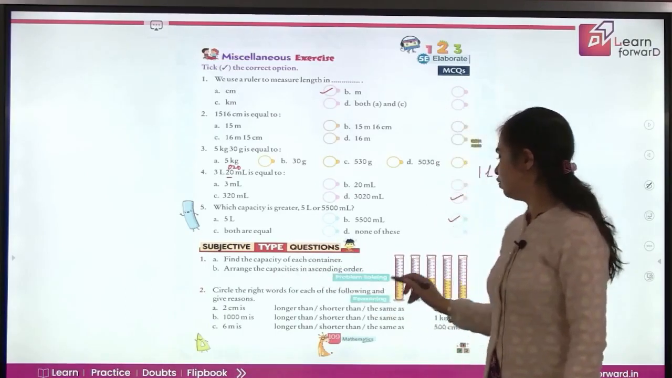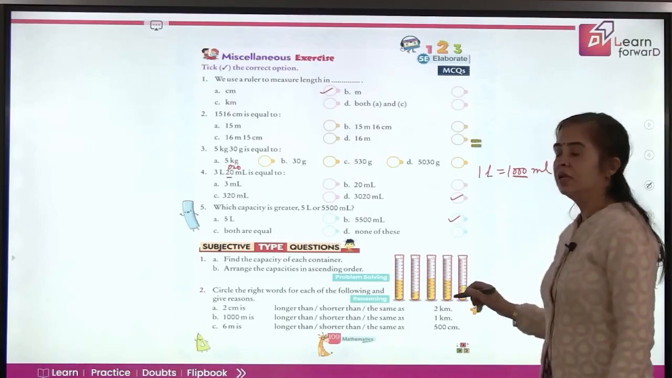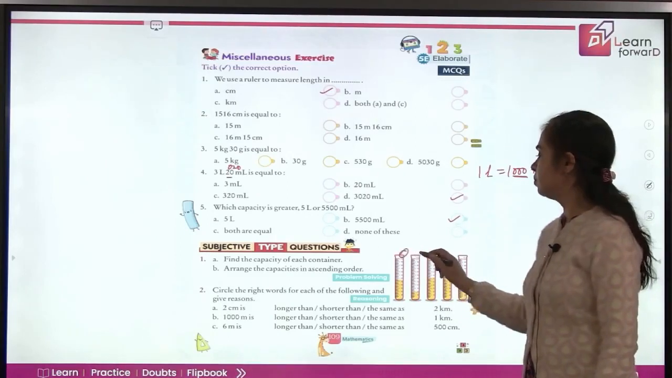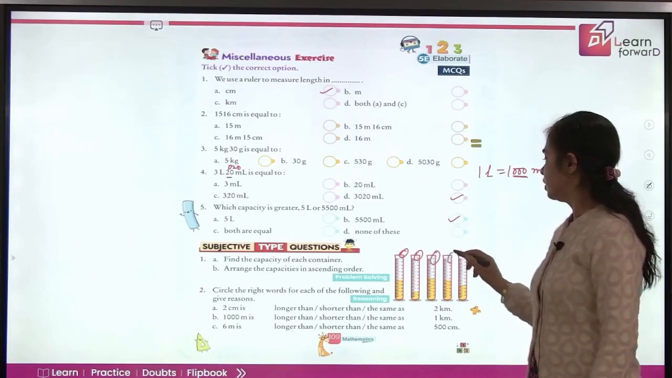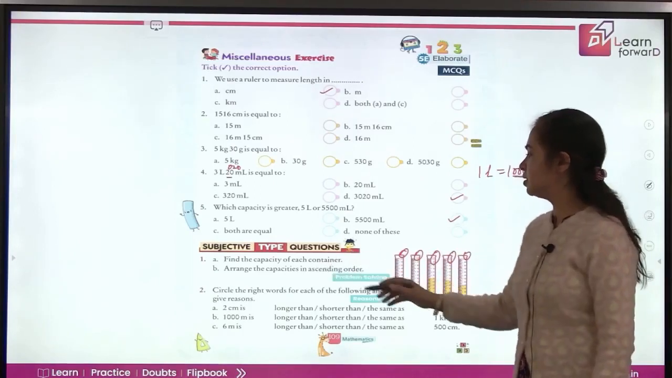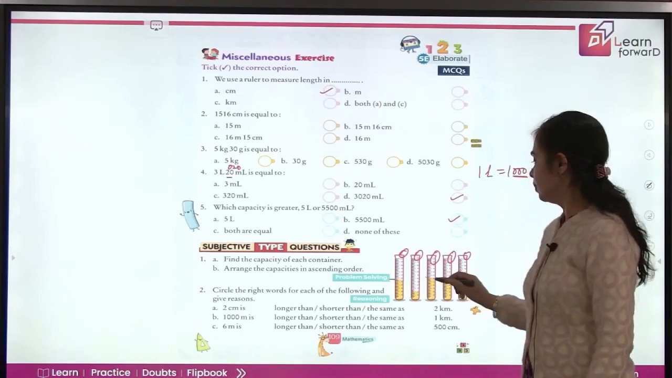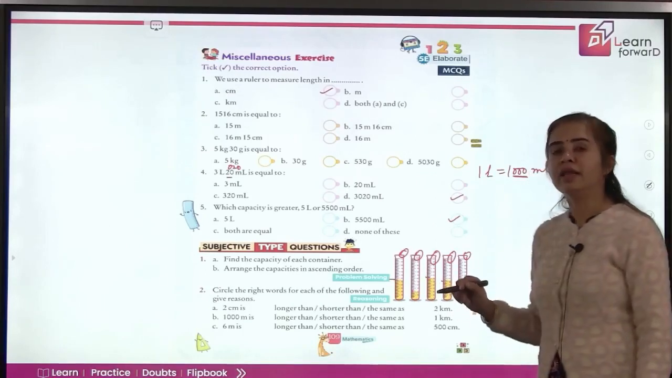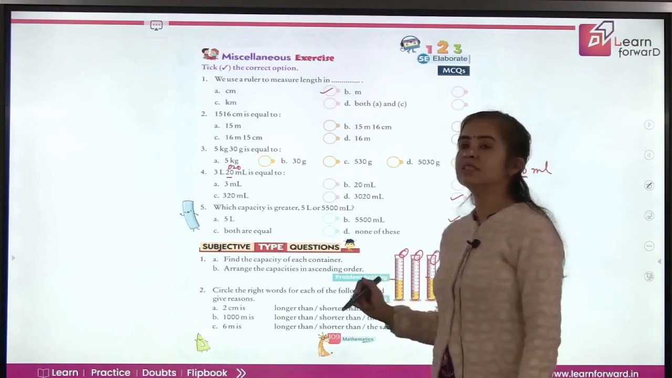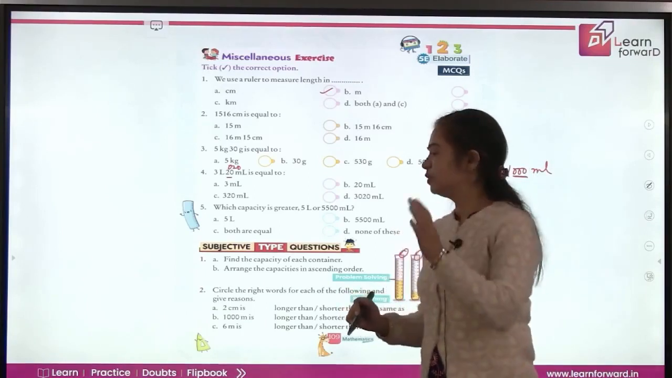Find the capacity of each container. Can you see here? The capacity is the maximum that is written here. Arrange the capacities in ascending order. So what do you see here? You will have to read them out and then you will arrange them in ascending order, means smallest to biggest.